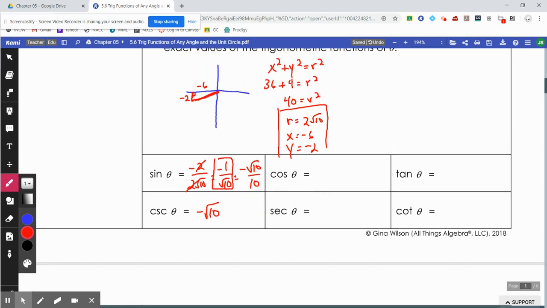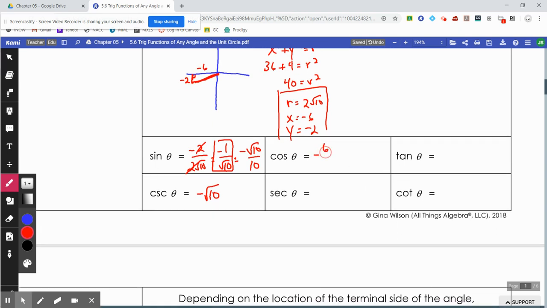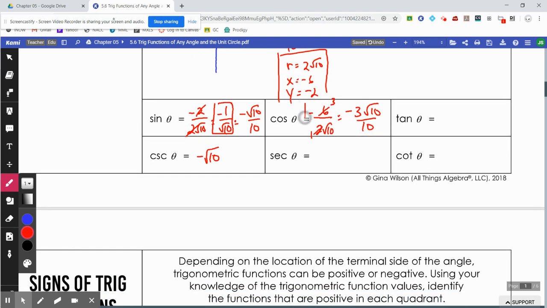My cosine value is adjacent over hypotenuse, which would be x over r, which would be negative 6 over 2 root 10. I lost my negative, let me put it right there. Reduce it, that'd be a 3 and a 1. Rationalize by multiplying top and bottom by root 10, which would be negative 3 root 10 over 10. It's best to flip here to find the secant. That'd be negative root 10 over 3.